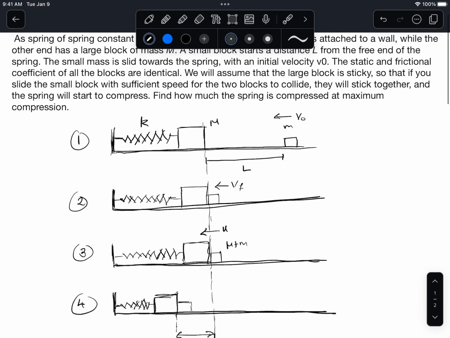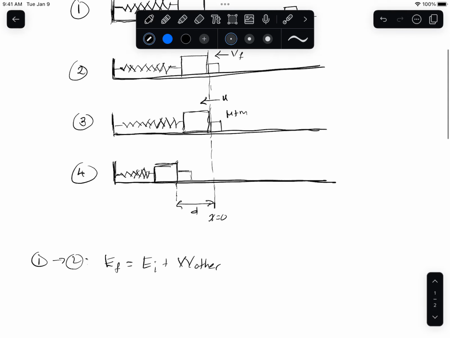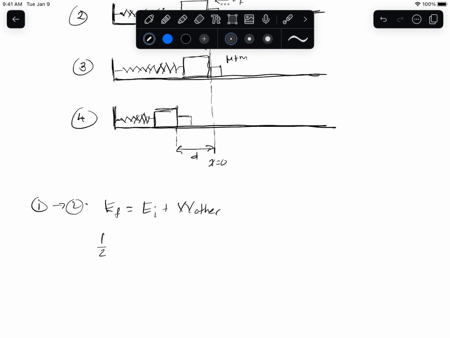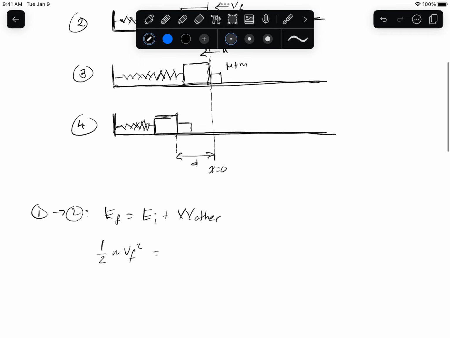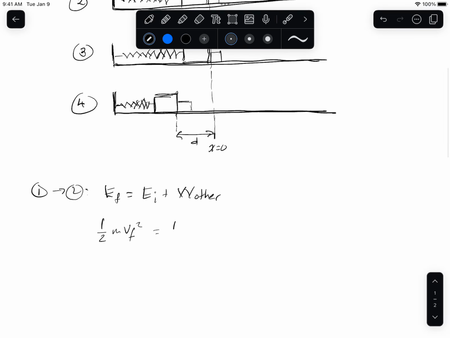And I can look at the final energy. So the final energy, the little block is moving with speed vf. So 1/2 m vf squared. There's nothing else going on, so that's the final energy. The initial energy, the block is moving with speed v naught. So 1/2 m v naught squared plus w other.